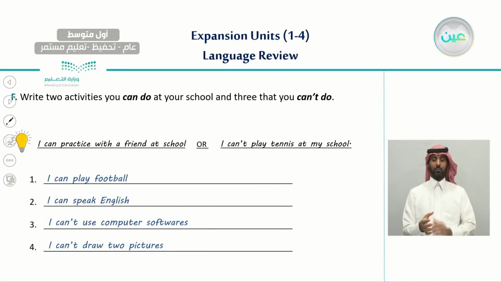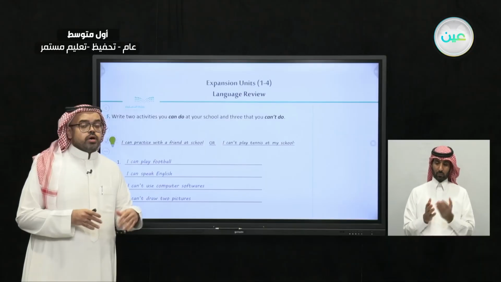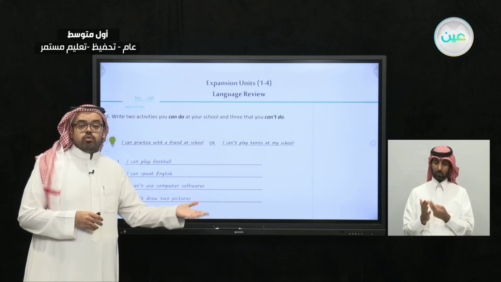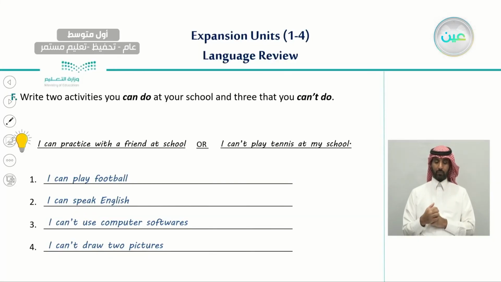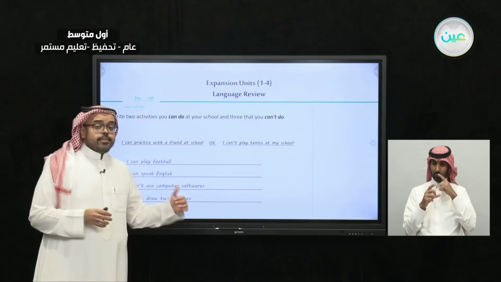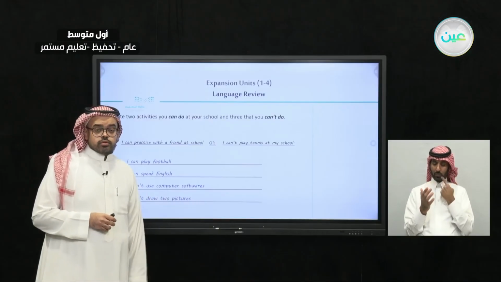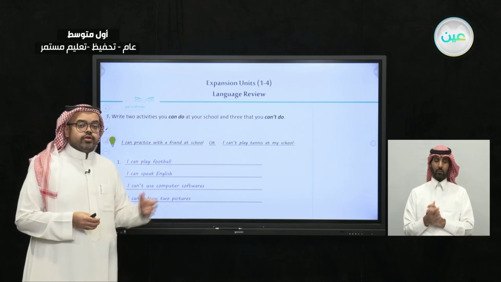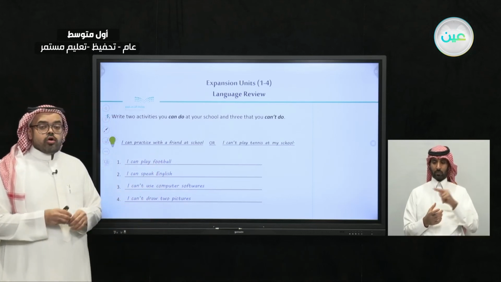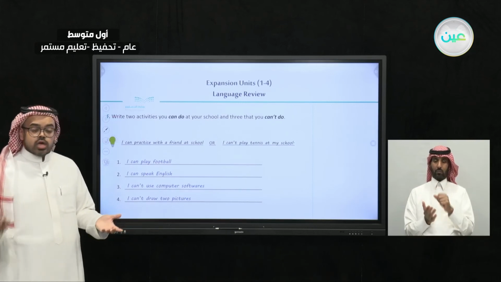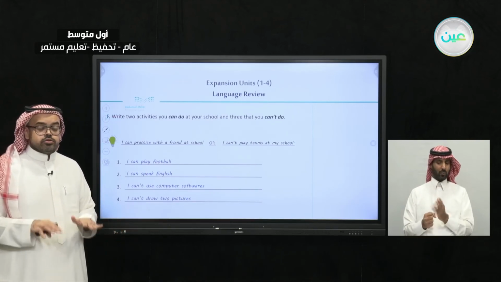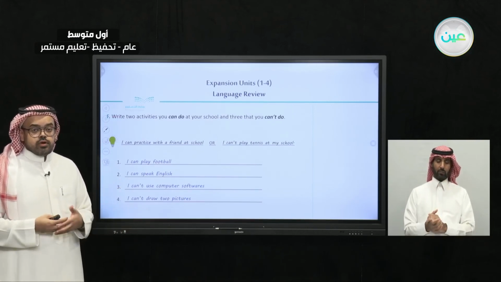And the fourth one, I can draw two pictures. I cannot draw two pictures, but I can draw fruit. Two pictures is hard for me, but I can draw fruits. So here you have 4 examples on writing down the things that either you can do and you cannot do at your school. So let's remind you of them again.